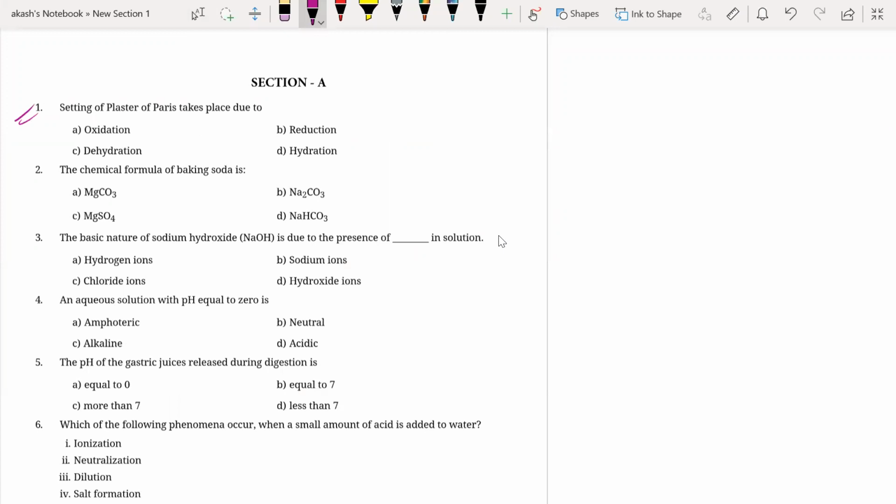The setting of plaster of Paris takes place due to, what is the answer, guys? What is the answer? Setting of plaster of Paris takes place due to what? Any guesses? What did you answer in the exams for this question?